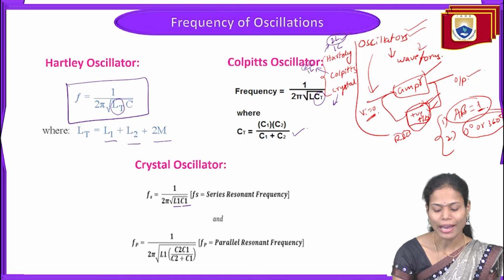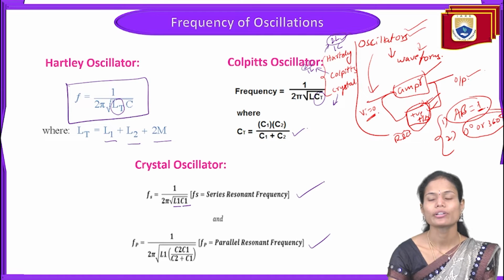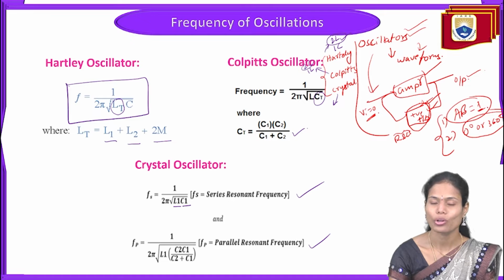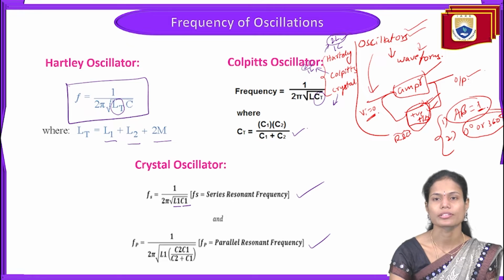And to calculate the parallel resonant frequency, in that case we have to utilize 1 by 2 pi under root of L1 into C1 C2 by C1 plus C2. So these are the formulas required to solve the problems in the case of oscillators.